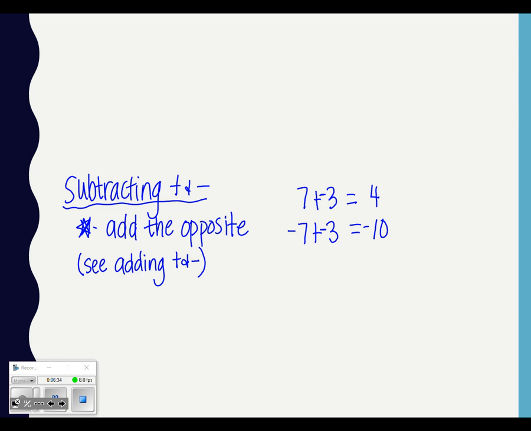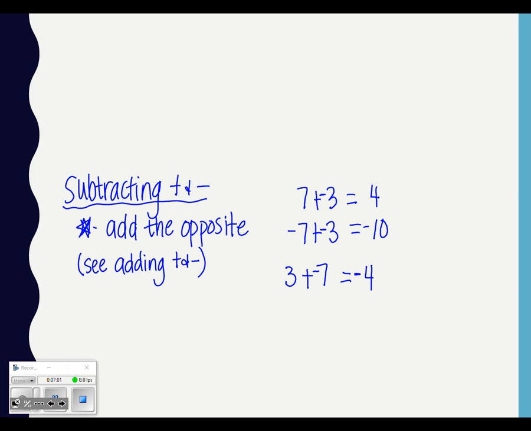Let's see. If I have it the other way, I'm going to do 3 minus 7. Same thing. Add the opposite. And now I've got negative 7 plus 3, or 3 plus negative 7. Signs are different, so I subtract. 7 minus 3 is 4. Keep the sign of the one that had more. The negatives had more in that case.